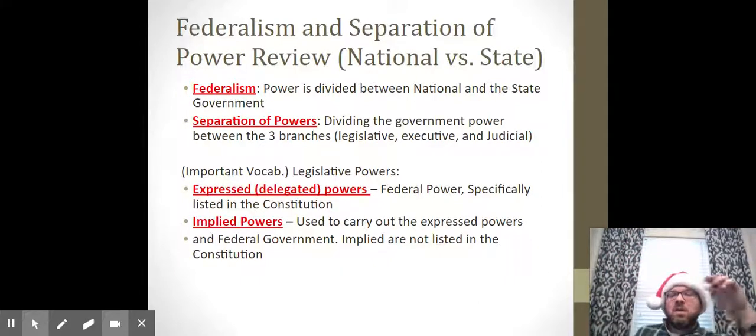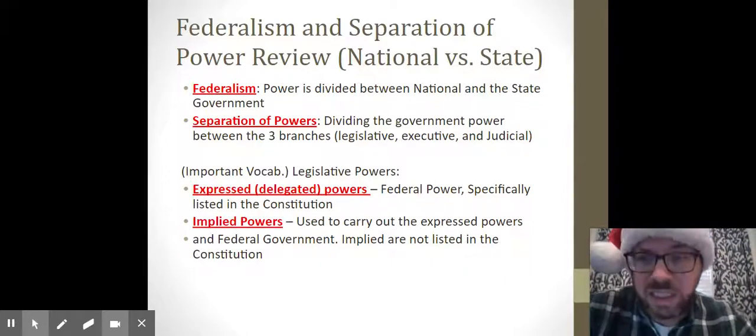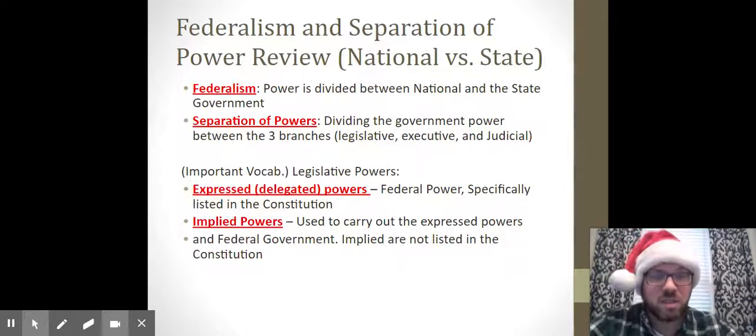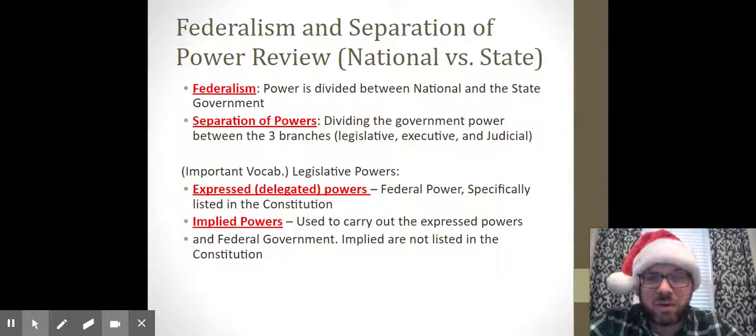Now, these next two definitions are actually federal government powers. The first one is the expressed powers. By the way, these are both legislative powers. Express powers are federal powers specifically listed in the Constitution. These are ones like declare war, the power to coin money, and things like that.